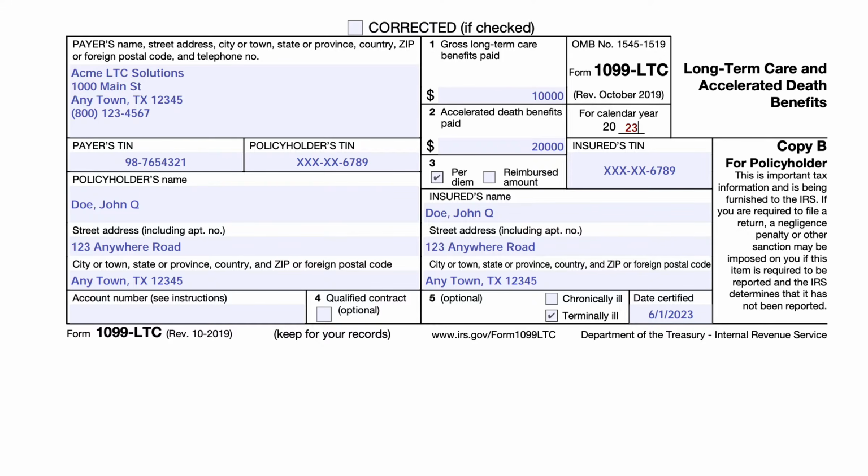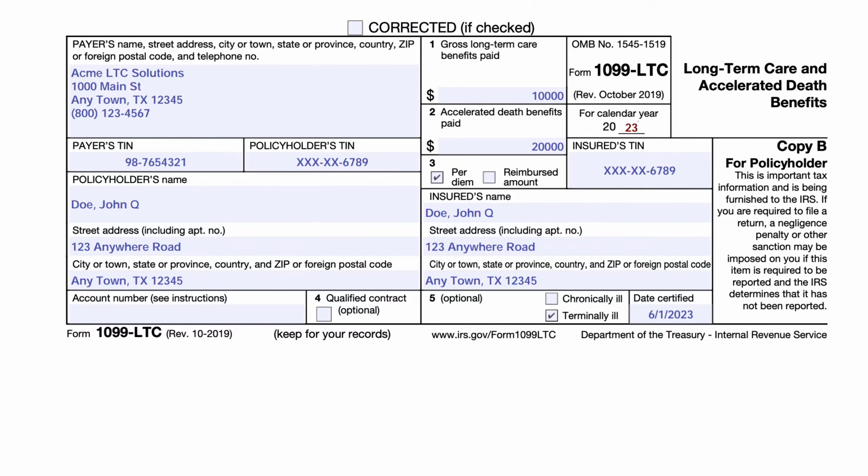In this video, we'll be going over IRS Form 1099-LTC, Long-Term Care and Accelerated Death Benefits. This informational tax form is provided by insurance companies and viatical solution providers to any policyholder for whom they have issued either long-term care benefits or accelerated death benefits as part of their long-term care plan. So we'll go over this form.